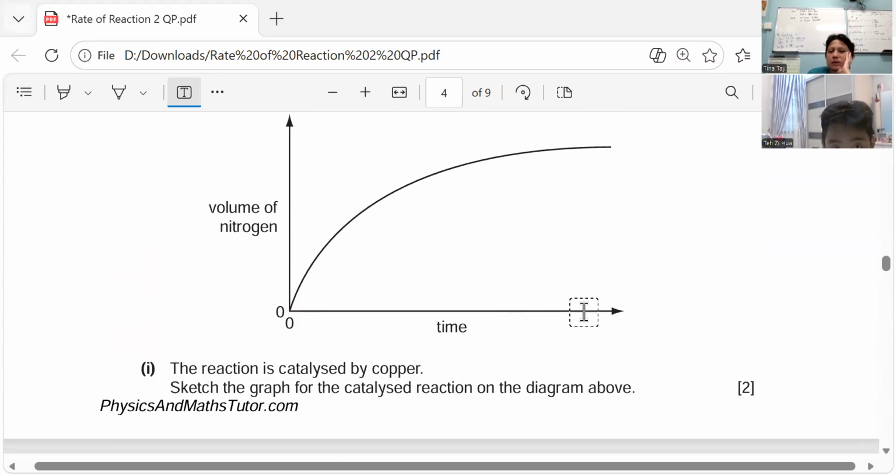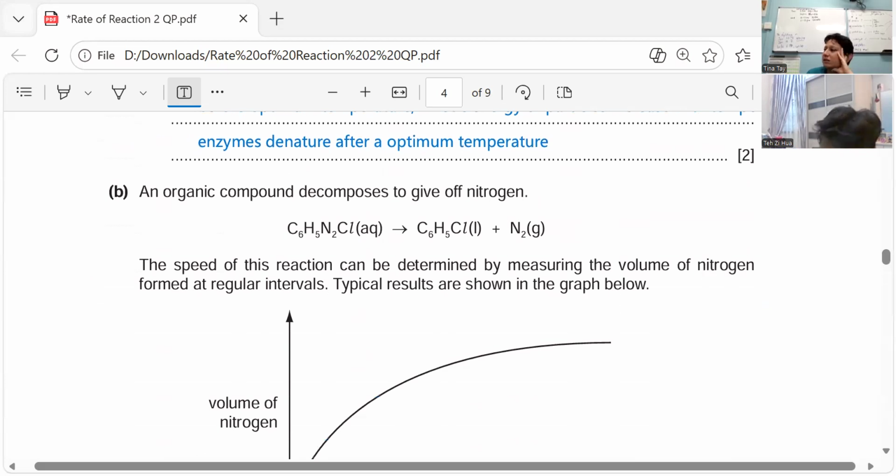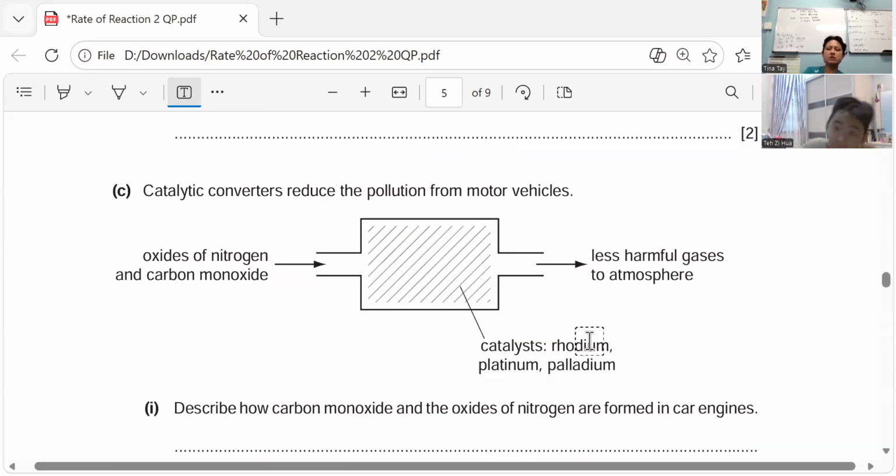Why does the speed of reaction vary with time? Read carefully. Because as the reaction progresses, reactant particles are used up, so there is a decrease in concentration, and the reactant is C6H5Cl. Correct. The concentration of this decreases with time. Now this one is the same as just now.